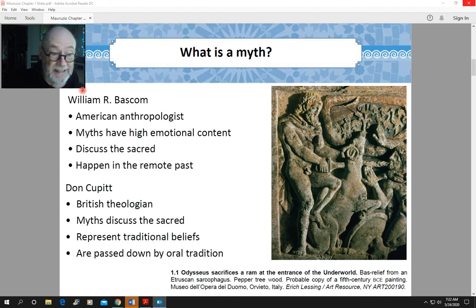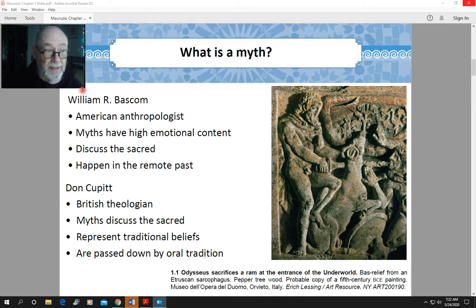Myths discuss the sacred. Most myths are going to deal somehow with the gods or with human relations with the gods in some way. So contemporary romance novels would not so much be about the sacred, and would not be myths.